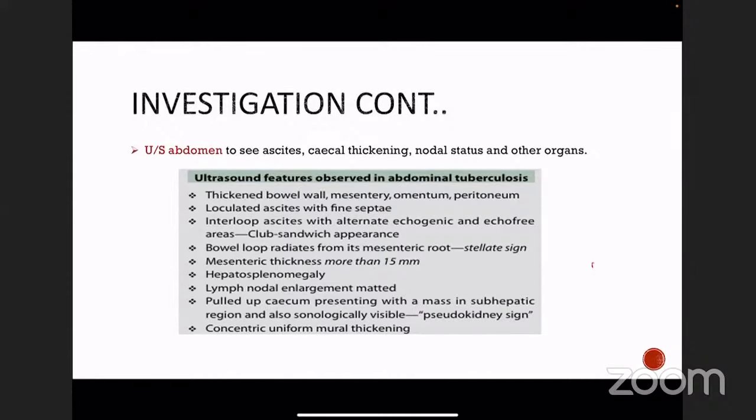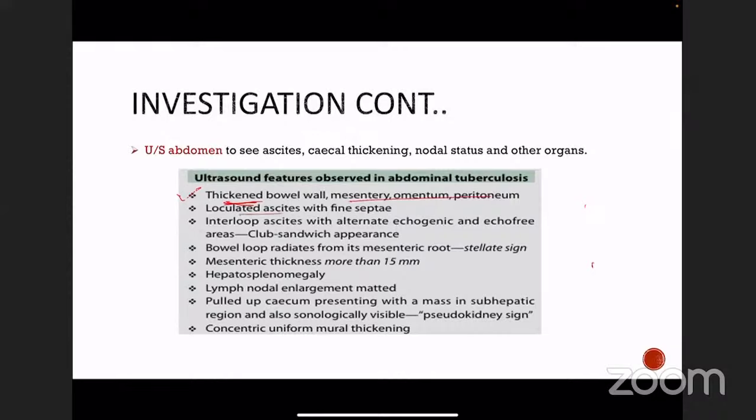As we have discussed, thickening of the bowel wall will be there, hyperplastic type, or in stricture also, the wall gets thickened. Mesentery, omentum, and peritoneum can also get thickened. If the bowel wall is involved, the bowel wall thickens. But if mesentery, omentum, or peritoneum is involved, they will also get thickened due to nodule formation, due to fibrosis, due to adhesions. In the process of healing, they all will get thickened in the later stage.